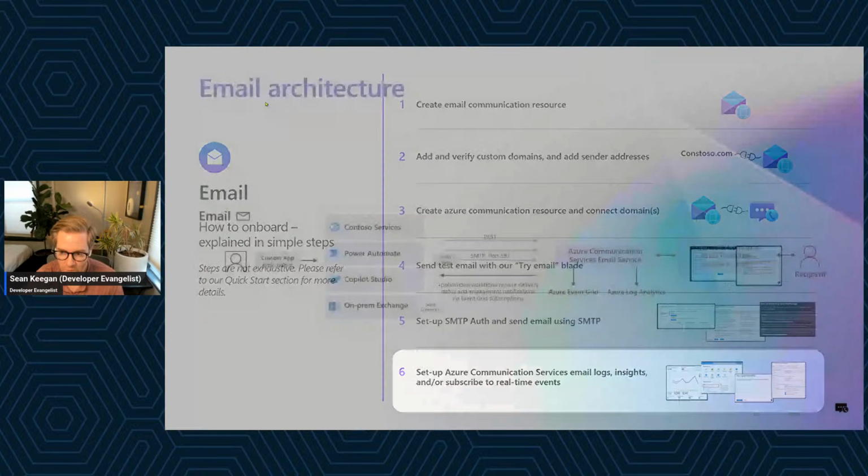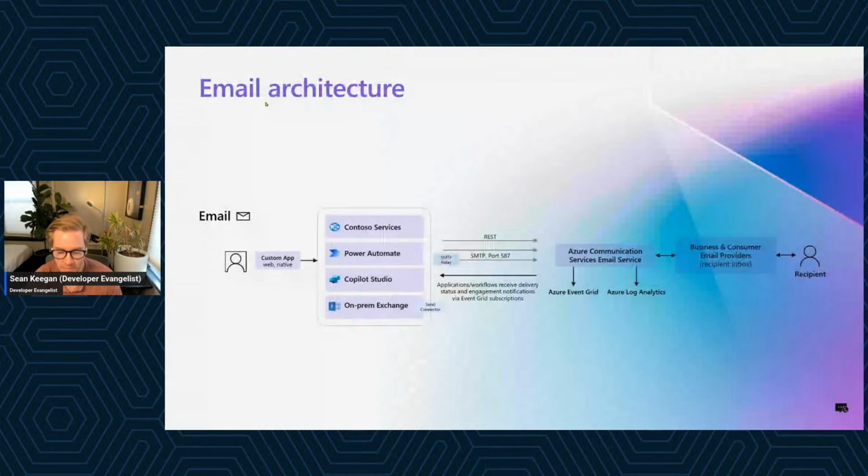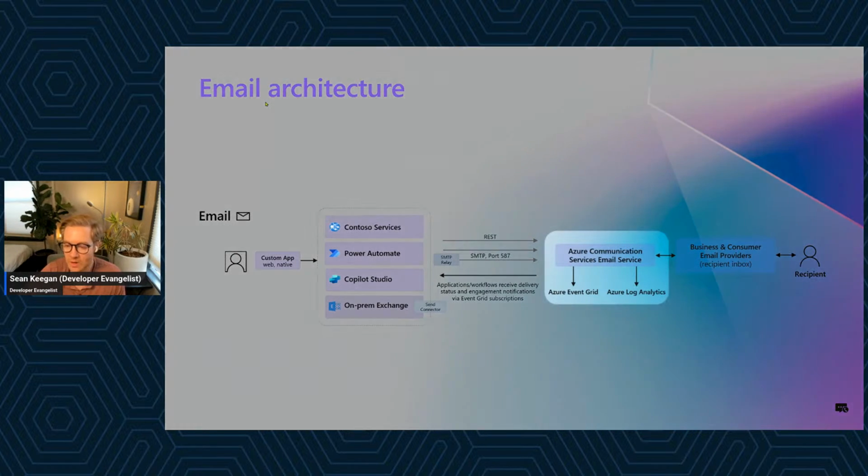I think it's helpful to think about the email architecture before we look into the analytics behind them. If you create an email campaign and you click send, there's a few things that happen, right? It's going to get sent to a send connector, and that's going to get passed on to, in this case, the Azure Communication Email Service through SMTP Relay or REST API, and that's before it gets sent to your recipient inbox.